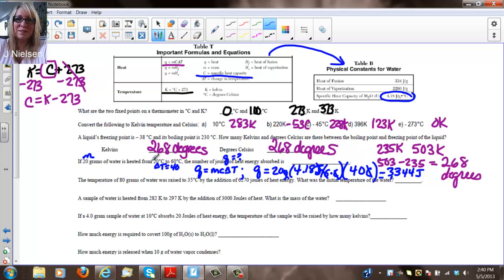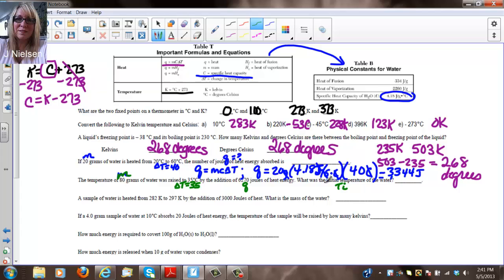Okay, next problem. The temperature of 80 grams of water, so there's my mass. Let me change color here. Was raised to 35. So they're giving you delta T right there. Delta T is 35 by the addition of 6270 joules. So this is my Q. What was the initial temperature? So I don't know TI.